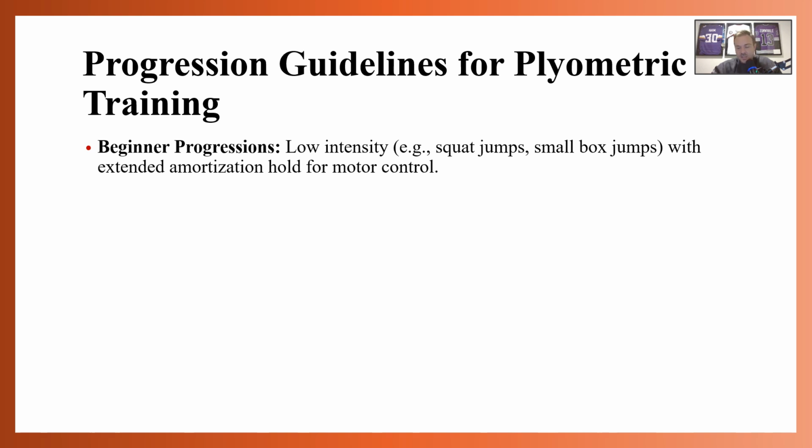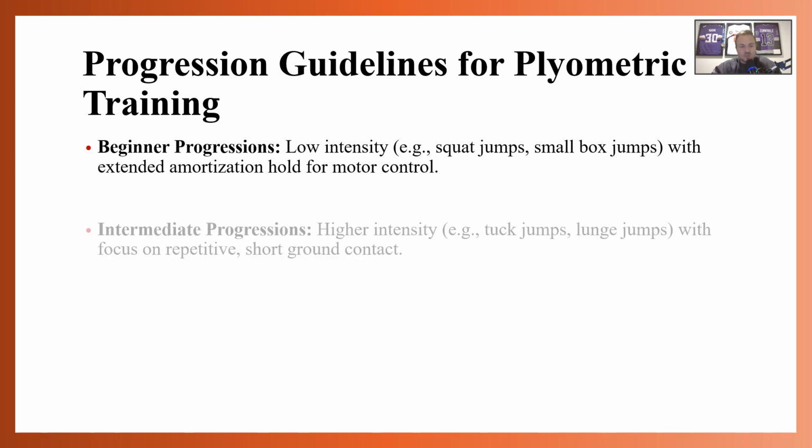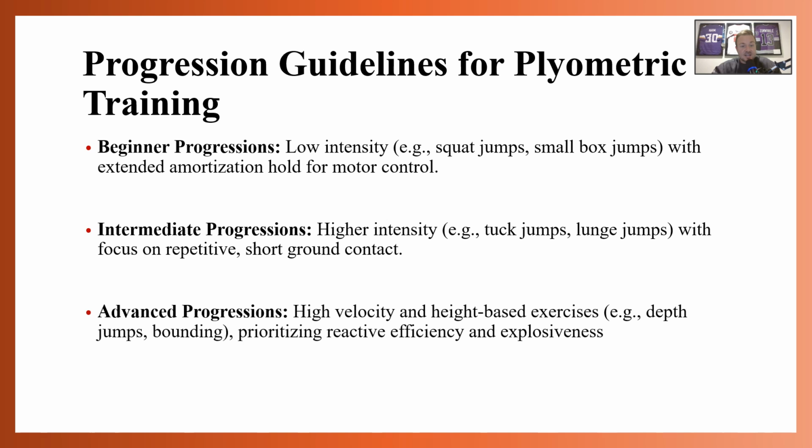So with beginner progressions here, even an advanced lifter that's never done plyometrics before might be a beginner or a novice in plyometrics. So you're going to start with low intensity squat jumps, small box jumps with extended amortization holds for motor control. Intermediate progression would then lead to a higher intensity type of jump, such as a tuck jump or a lunge jump with focus on repetitive short ground contact. Advanced progressions are high velocity and height-based exercises, really trying to work on prioritizing reactive efficiency and explosiveness.